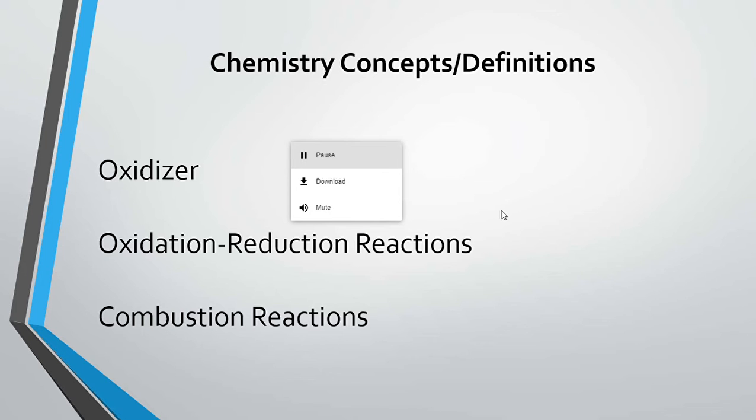Okay, so now we have three chemistry concepts that we must know in order to fully understand what's going on during our experiment. The first one is oxidizer, then we have oxidation reduction reactions, and we also have combustion reactions.